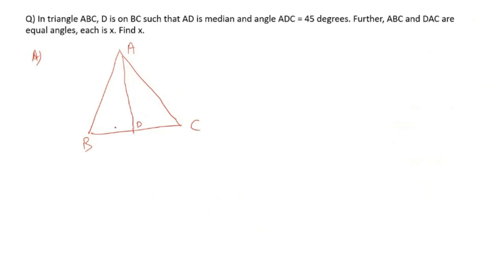So yeah, median means this is equal to this. ADC is 45 degrees, which is this angle is 45 degrees. Let's just write D outside. Further, ABC and DAC are equal angles. So ABC is, let's say, X here, and DAC is also X here. Find X.